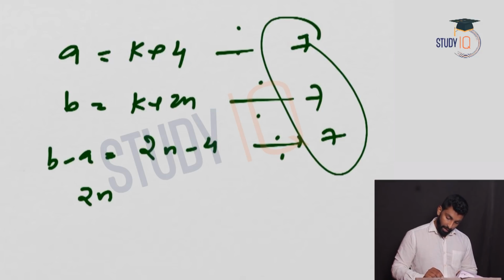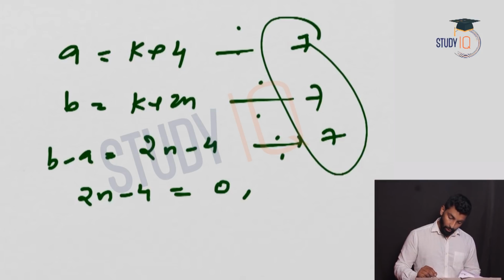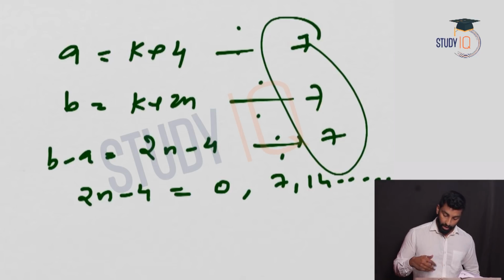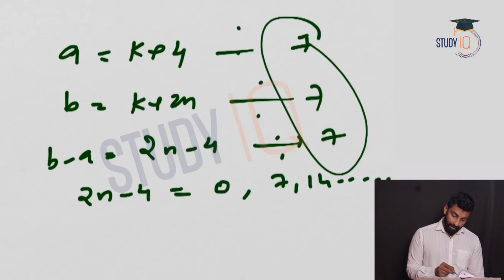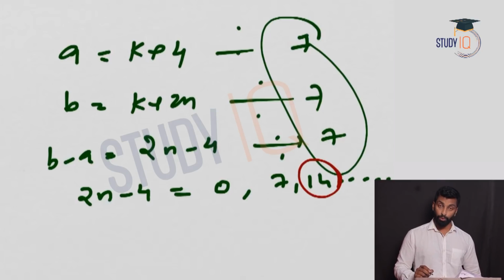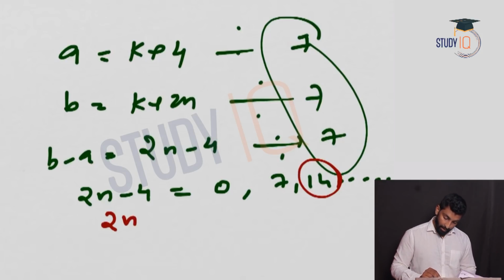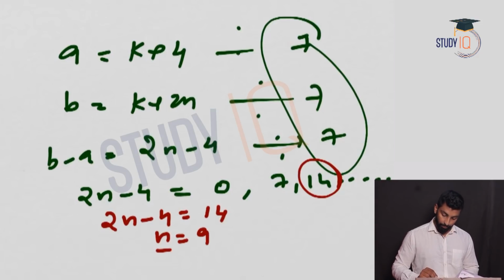Now 2n minus 4 is divisible by 7. What does it mean? What are the possible numbers? 0, 7, 14, and so on. Any of these can be the number, but if you need the minimum integral value of n, it should be 14. 7 is not possible, 0 is not possible. So basically 2n minus 4 is equal to 14, and from this you can understand n is equal to 9.